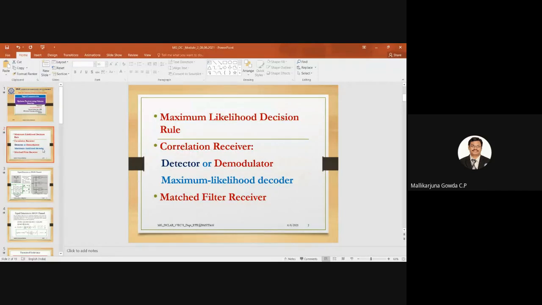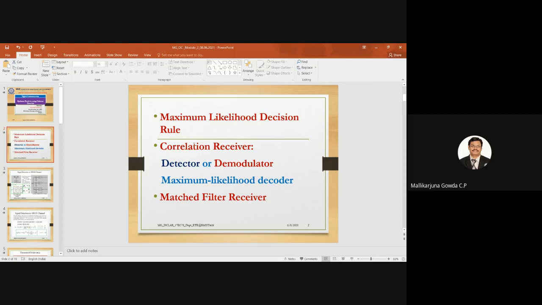So today we are going to discuss the maximum likelihood decision rule. What is the maximum likelihood decision rule? And then we are going to discuss two receivers. One is the correlation receiver. This correlation receiver has two subunits. One is known as the detector or demodulator, and the second subsystem is the maximum likelihood decoder. Together these two blocks are known as the correlation receiver, and the next one is the matched filter receiver.